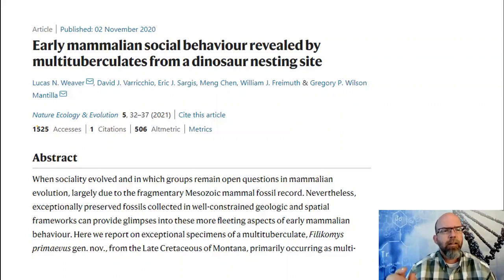Before I do that, I want to emphasize a little bit about early mammal social behavior. So here's a paper that describes tuberculates that were living with dinosaurs. Right, so just to show you that there's strong evidence that tuberculates lived in association with dinosaurs, or mammals lived with dinosaurs. In this case, they found what appear to be burrows with little family units of tuberculates in it.